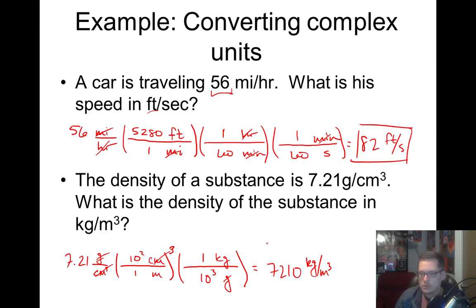But if we were cool kids, we'd write it in scientific notation. So we have 7.21 times 10 to the third kilograms per meter cubed.